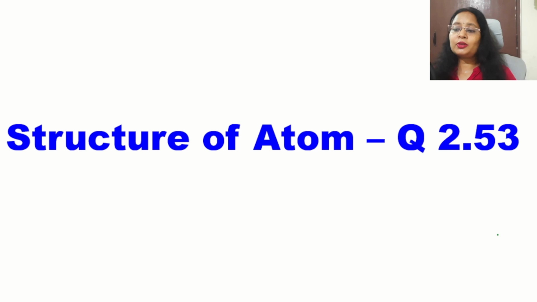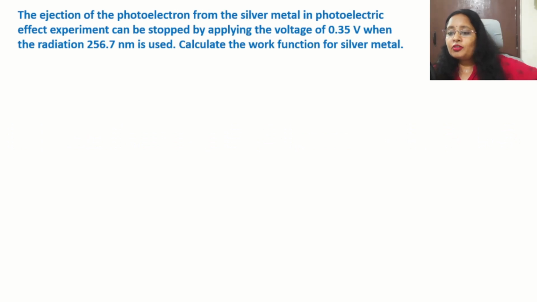Today's video is question number 2.53 from the NCERT textbook, Class 11, and the chapter name is Structure of Atom. So let's check the question. The ejection of photoelectrons from the silver metal in the photoelectric effect experiment can be stopped by applying a voltage of 0.35 volts. When the radiation of 256.7 nanometer is used, calculate the work function of the silver metal.